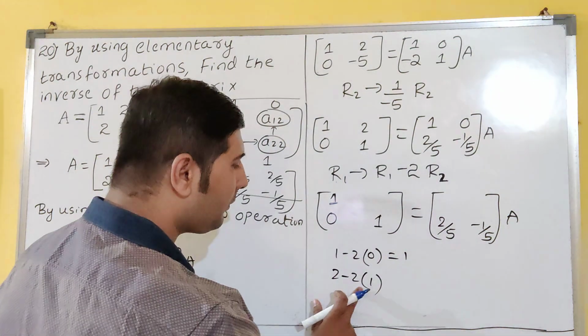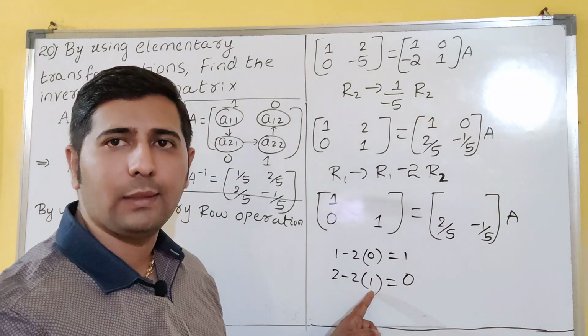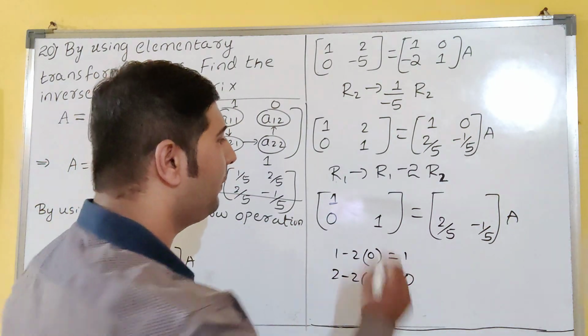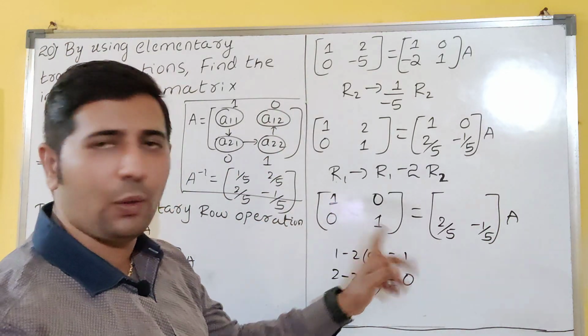So now see, this will give how much? 0 or not? 2 minus 2 into 1 is minus 2, and 2 minus 2 is 0. I can write 0, which is required for us. 1 0 0 1, 1 0 0 1.